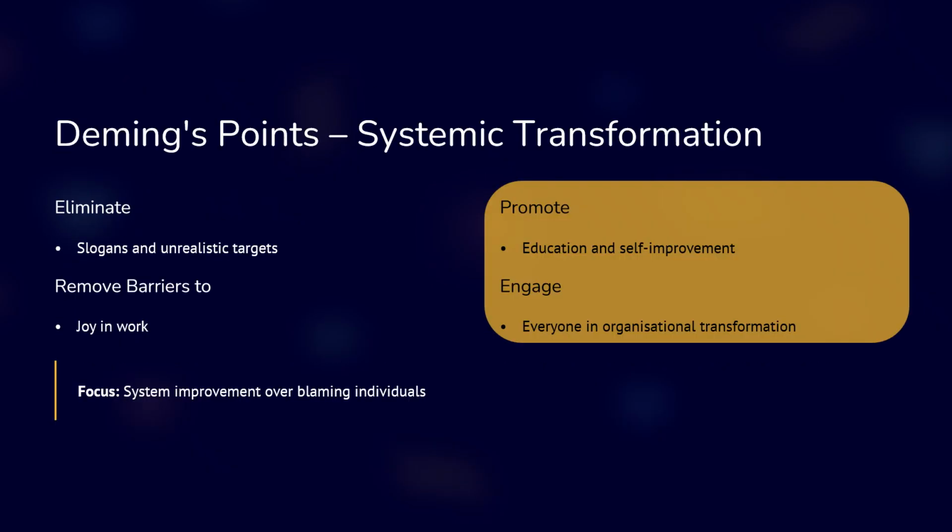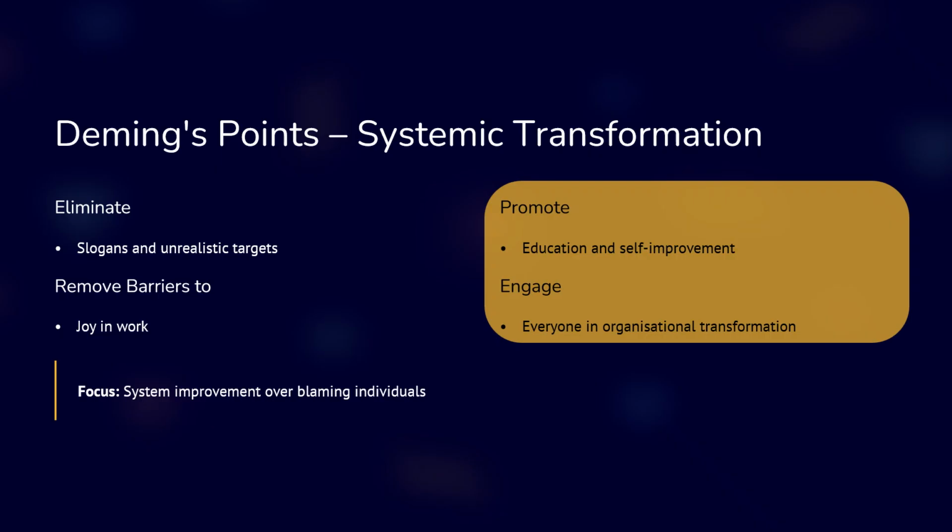Points 10 and 11 are quite revolutionary. They suggest we eliminate slogans and numerical goals. Deming argued that low quality is usually caused by the system, not the worker. Asking for zero defects without changing the system only creates anger.